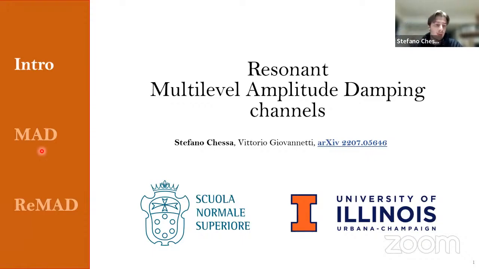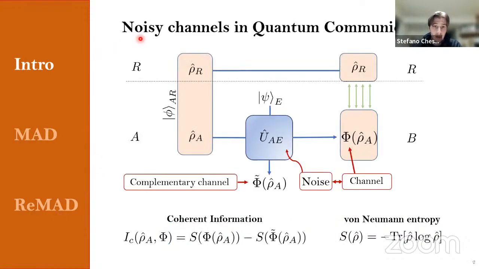This section will be more or less a replica of the lightning talk that I gave right here at Beyond IID a couple of years ago. It was just 5 minutes, so it won't take too much time. And it makes a very linear, natural introduction to the central discussion about resonant multi-level amplitude damping channels. So as promised, let's start with the very basics of quantum channels in quantum communication.